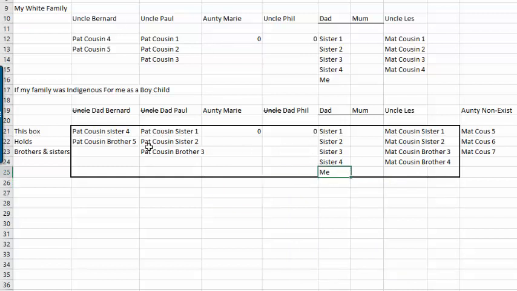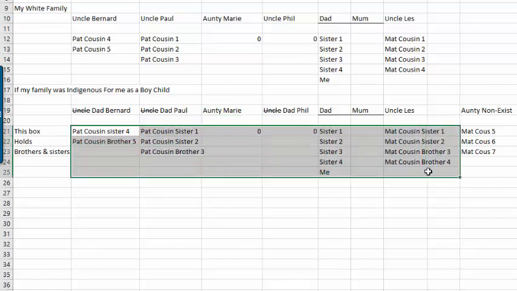So for me, as a boy child, if this was an Indigenous family structure, my father's brothers are not uncles but fathers. Okay, so I've now got 1, 2, 3, 4 dads. But my mother's brother is an uncle. If my mother had a sister, she is an auntie. Where my dad has a sister, she is an auntie to me because I'm a boy child. But everyone here is a brother and sister.